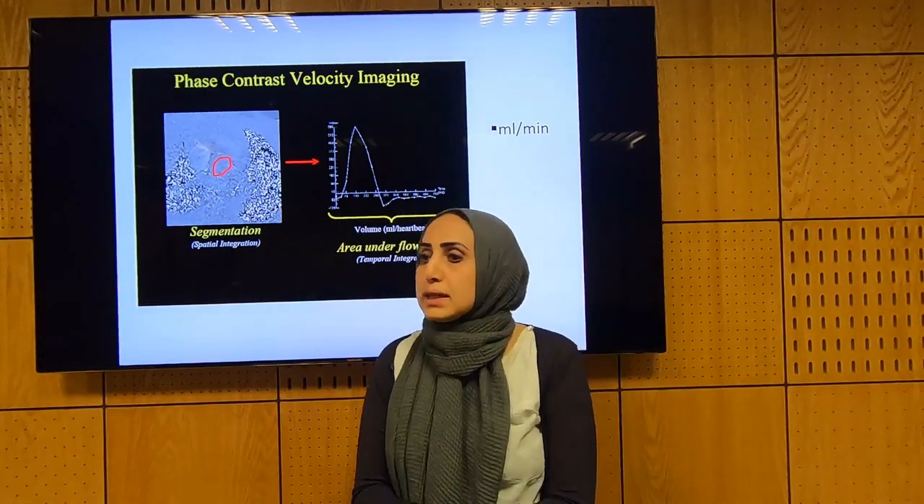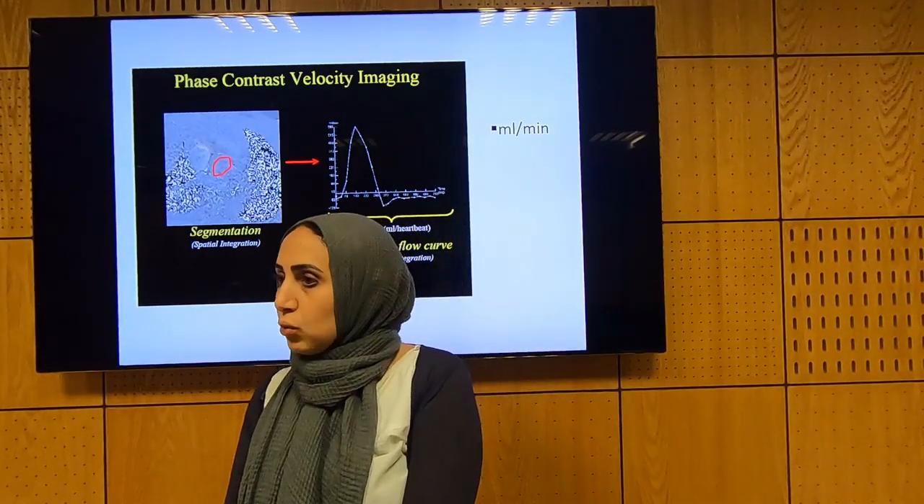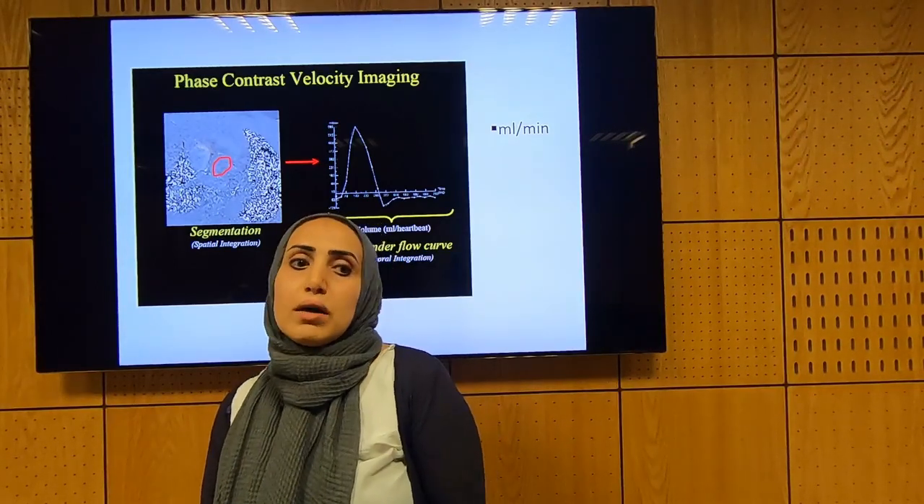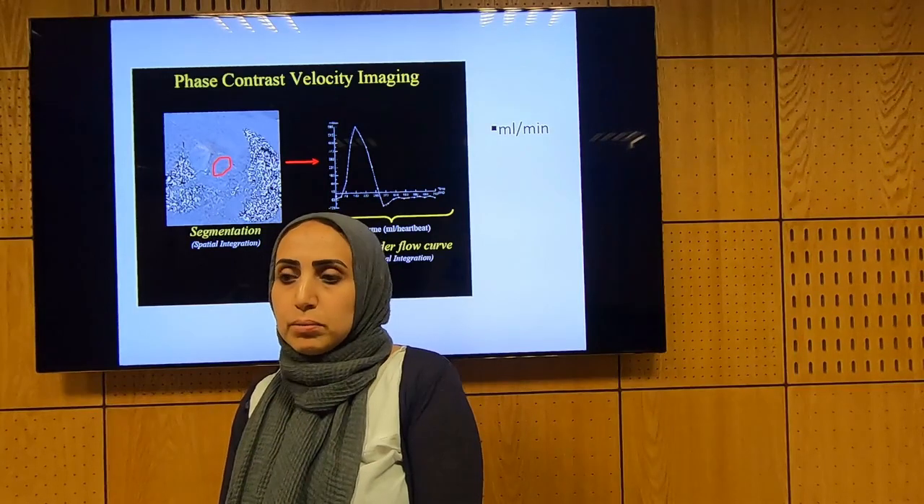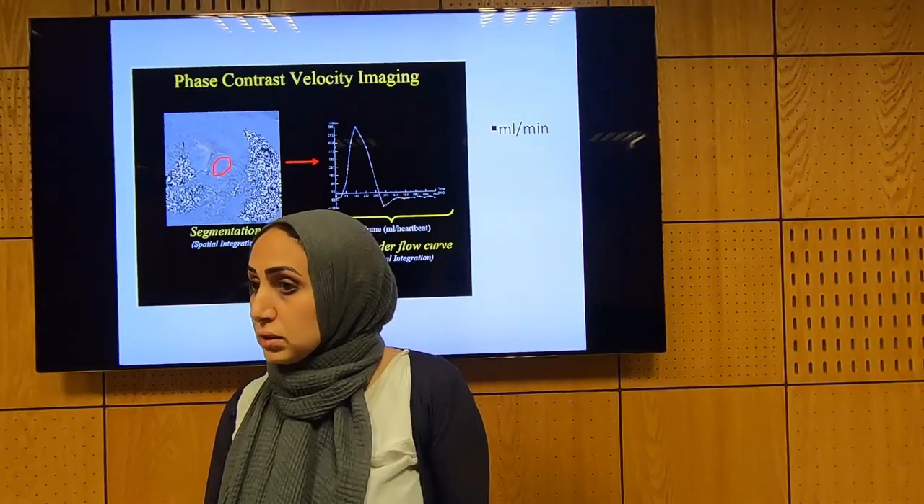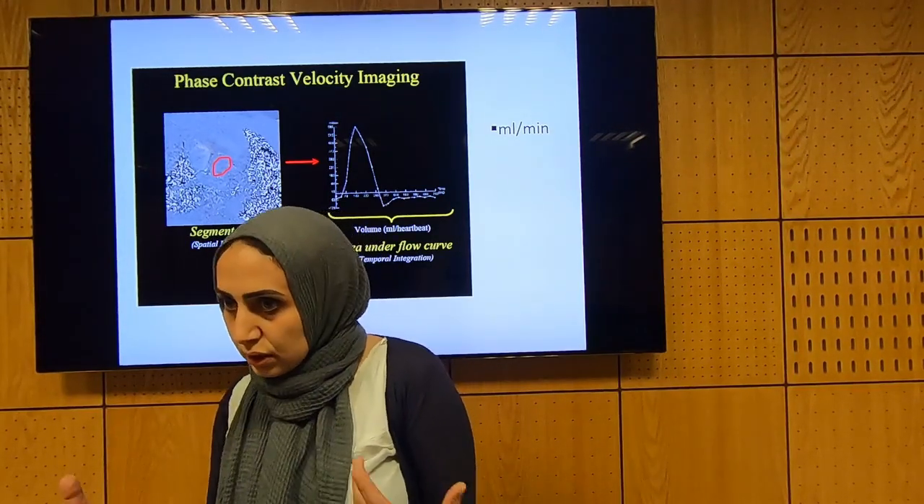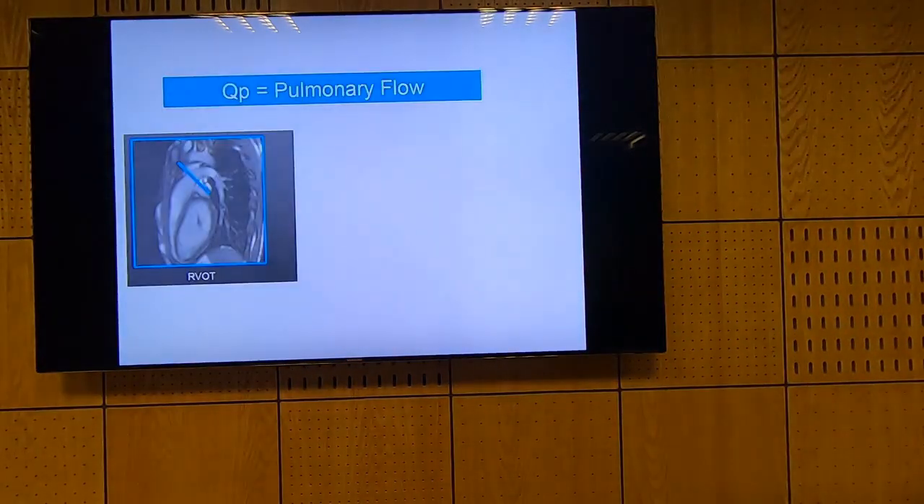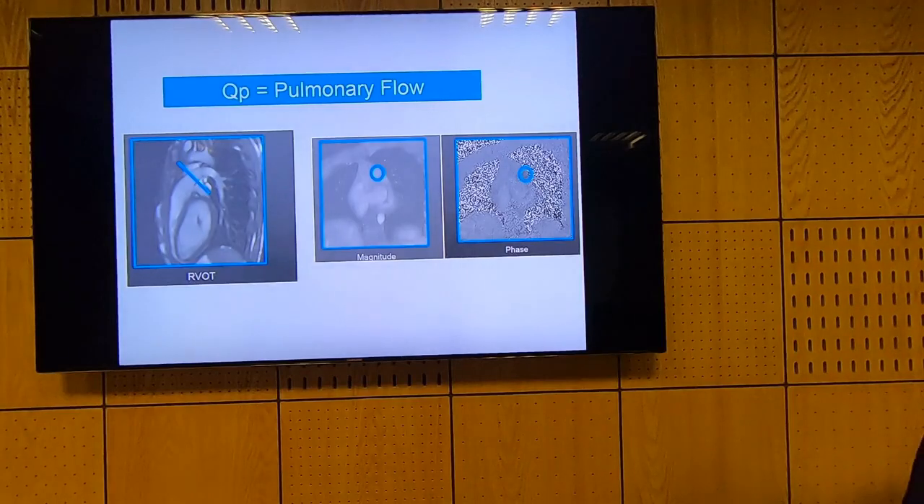So if we have 60 millimeters per cardiac beat in the aorta and 60 in the pulmonary, so QP/QS is 1. If we have 120 in the pulmonary and 60 in the aorta, it's 2. You got it? So we make this QP/QS in that way. Okay, this is how we measure the pulmonary.